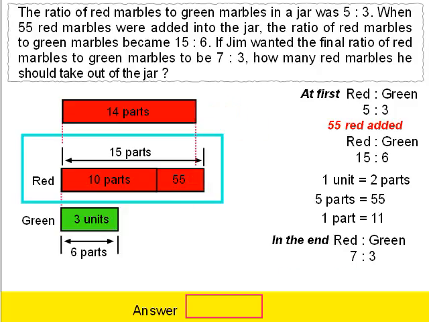So what is 1 part? 1 part is 11, as we calculated earlier. That means Jim had to remove 11 red marbles in order to make the ratio red is to green as 7:3 in the end.